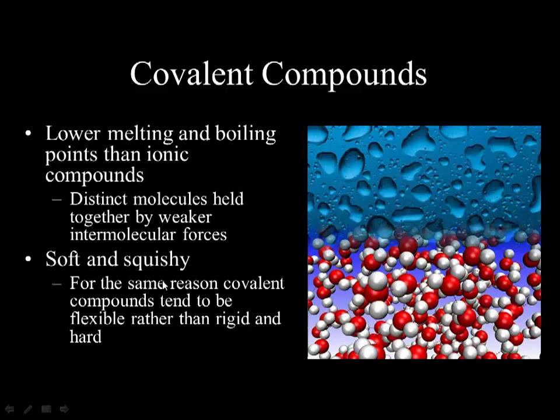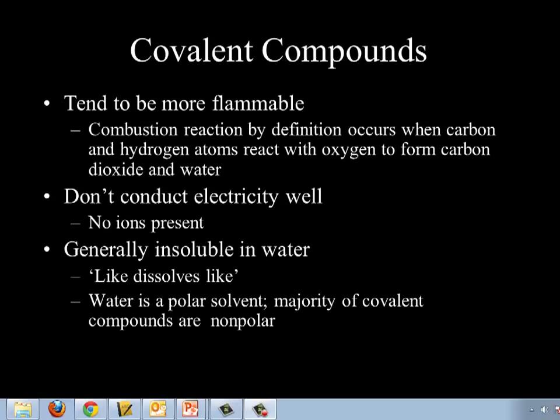These compounds tend to be soft and squishy for the same reason: covalent compounds tend to be flexible rather than rigid and hard. So the examples that I showed you of ionic compounds in class were all in a crystalline form. They were hard. Some of them were brittle. The covalent compounds we often see are gases and liquids, and soft and squishy is just kind of a nice easy way to remember that. So covalent compounds tend to be more flammable. The combustion reaction, by definition, is a reaction that occurs with oxygen, typically with carbon and hydrogen atoms, or a carbon and hydrogen compound. And the products of that reaction are usually carbon dioxide and water in a complete reaction.